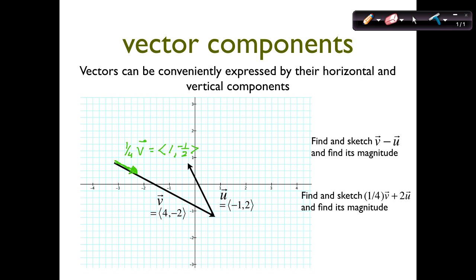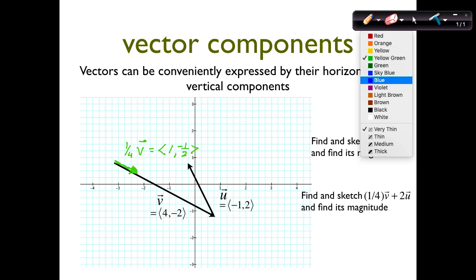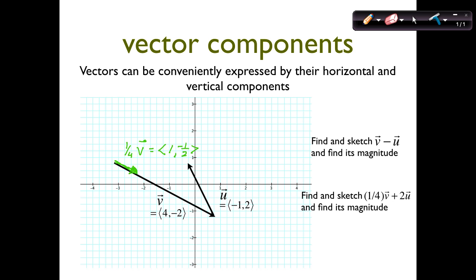Then 2u, what would the meaning of 2u be? And so how would that vector compare to vector u? It's -2, 4, so it's in the same direction as u and twice the magnitude. I'm going to do the tip of 2u on the tail of 1/4 v, because I'm going to do 1/4 v plus 2u. So there's 1u, and then there's 2u, something like that. And what is 2u equal? -2.